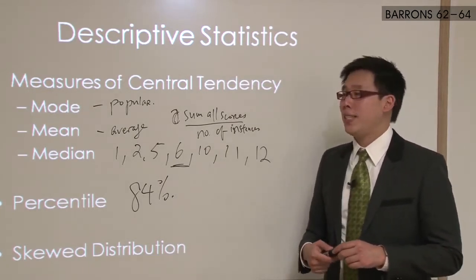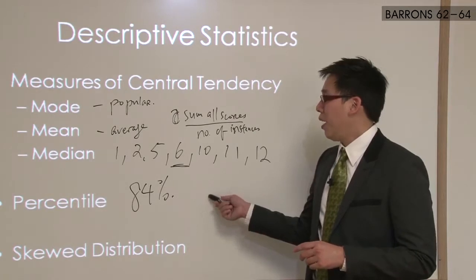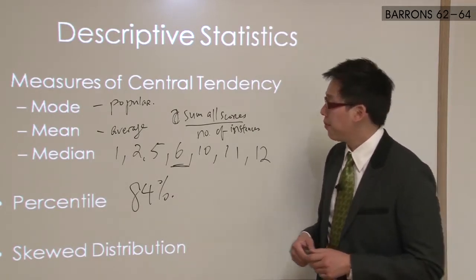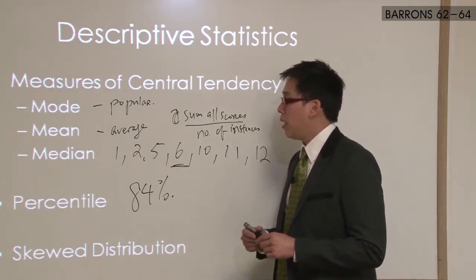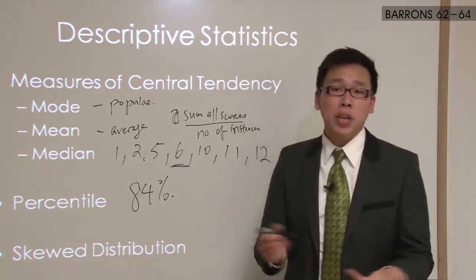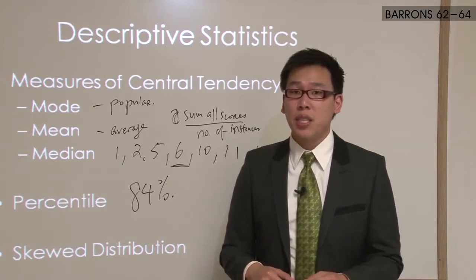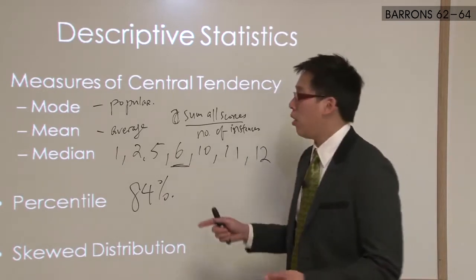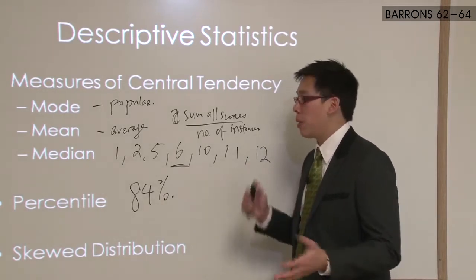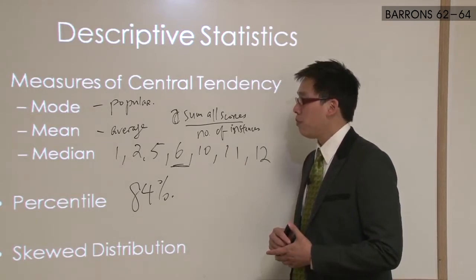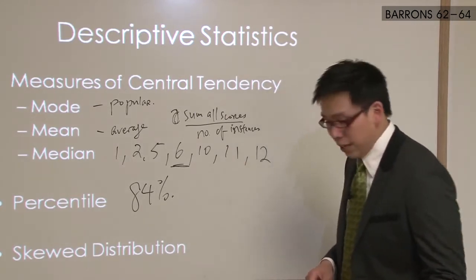Incidentally, it also means that you did worse than 16% of the people. And that's how it's scored. So for example, if I give you a question like, how tall are you? And you tell me that you're in the 75th percentile, that means that you're taller than 75% of the people you're compared to. Okay. There's an item here on skewed distribution.